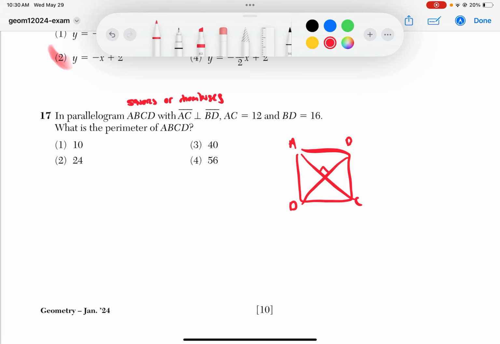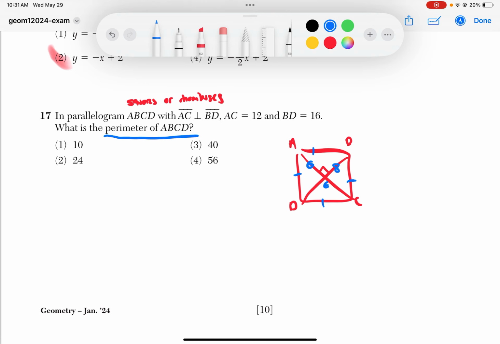And it doesn't matter if it's a square or a rhombus. Either way, it's going to have all congruent sides. So I know that these are all the same. AC is 12. Since I know it's either a square or a rhombus, I know its diagonals are bisected. So let's just call this point E. So AE is 6. BD is 16. So BE, half of that, will be 8. And it says it wants the perimeter.